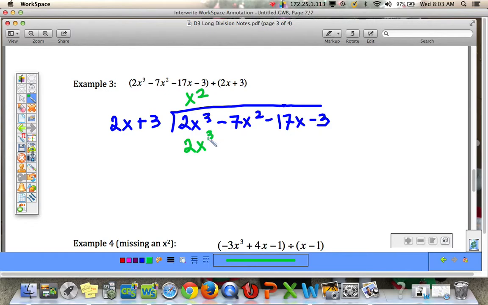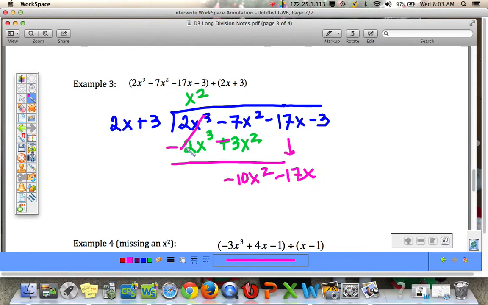2x cubed. X squared times 3 is 3x squared. We do the opposite, so minus minus. We get negative 10x squared. Pull down the negative 17x. This cancels. How many times does 2x go into negative 10x squared? Well, that would be negative 5x times. You multiply, so negative 5x times 2x is negative 10x squared. Negative 5x times 3 is negative 15x. Do the opposite. This cancels.